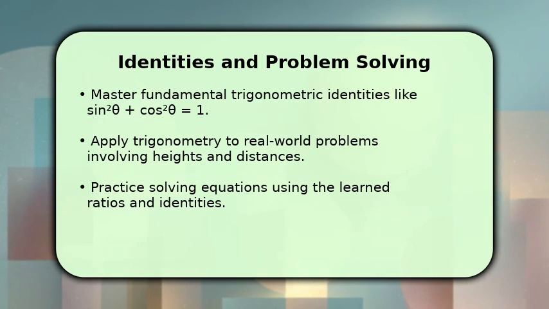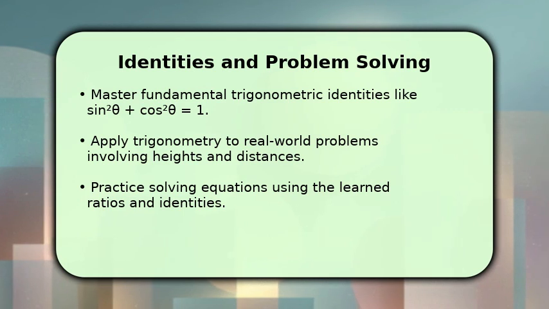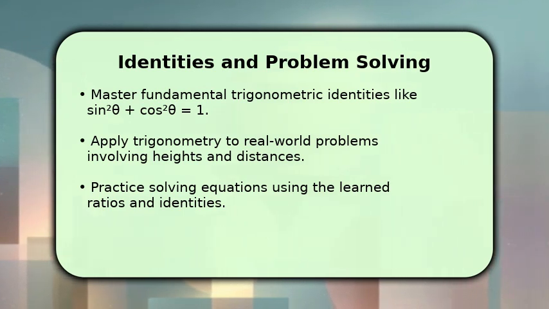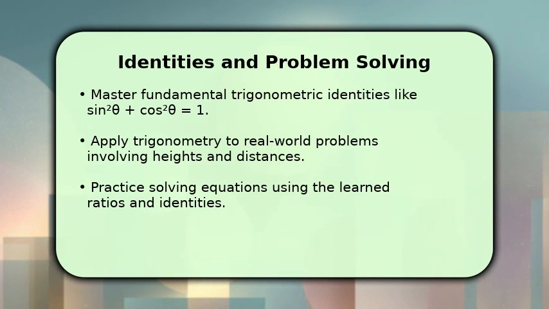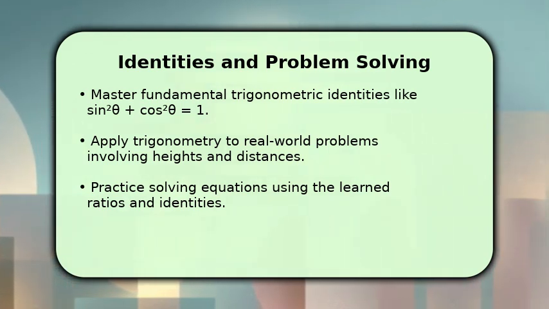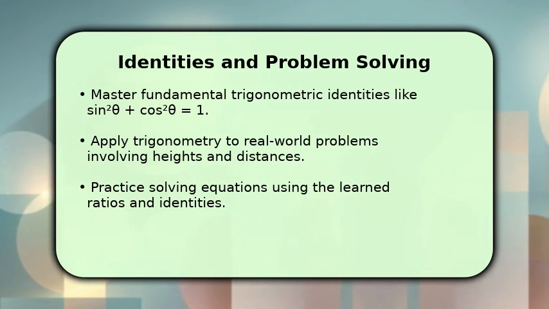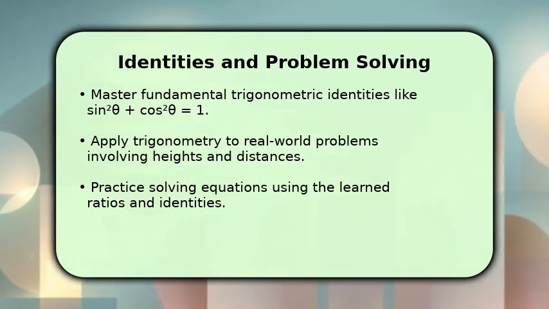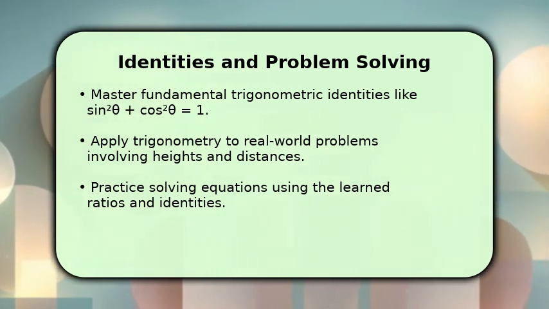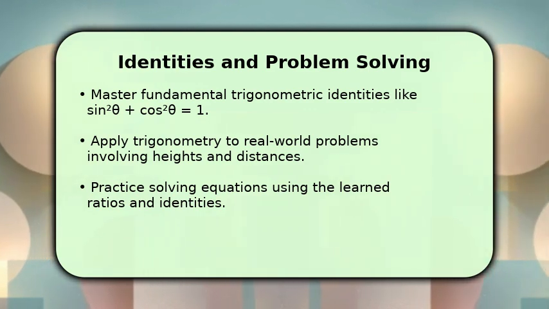Now, let's tackle trigonometric identities, which are crucial for simplifying expressions and solving equations. The identity sine squared theta plus cosine squared theta equals 1 is a cornerstone. We'll also look at practical applications, such as determining the height of a building or the distance across a river using angles of elevation and depression. Consistent practice with different problem types will solidify your understanding and boost your confidence.